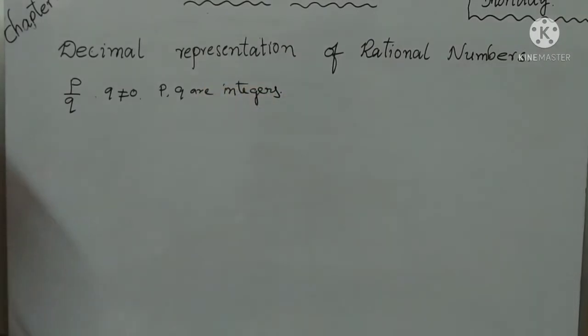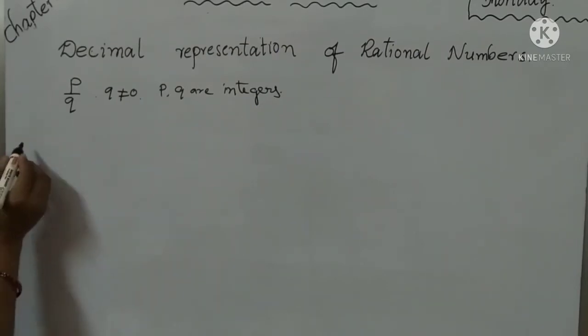P, q are integers. Understand here? So let us see how to express rational numbers in decimal form. We convert a rational number into decimal form by the division method.